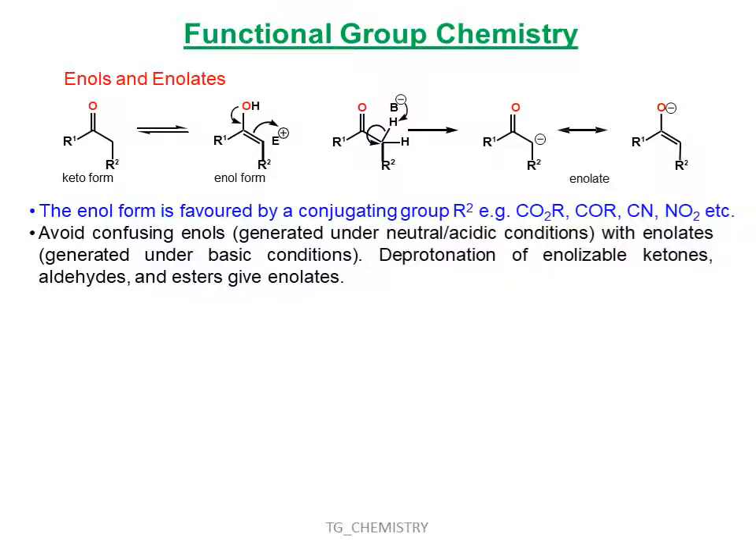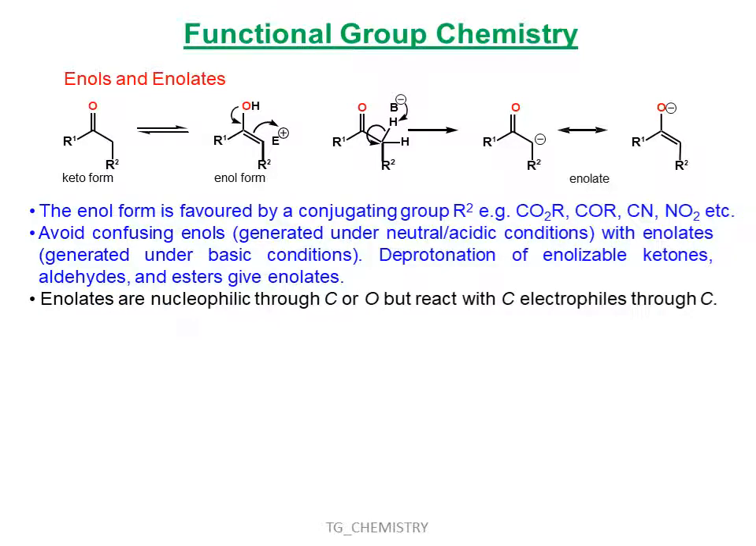Secondly, we need to avoid the confusion related to enols and enolates. Enol is generated under neutral or acidic conditions, whereas enolate is formed in alkaline or basic condition, and the deprotonation of enolizable ketones, aldehydes and esters gives enolates. Another thing, the enolates are nucleophilic through carbon or oxygen center but react with carbon electrophiles through the carbon center only.